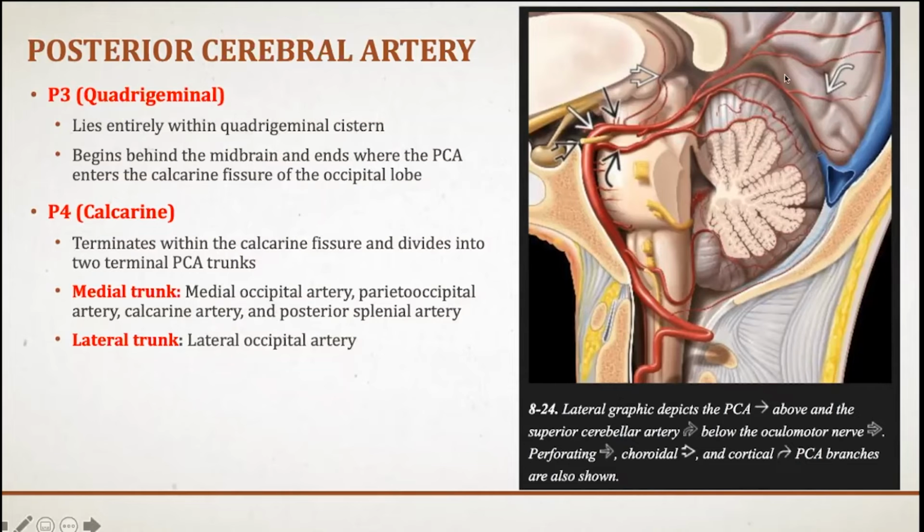So here, if you guys can see my mouse, that's where it is. And then there's a medial trunk and a lateral trunk of that P4 segment that supply the occipital lobe.